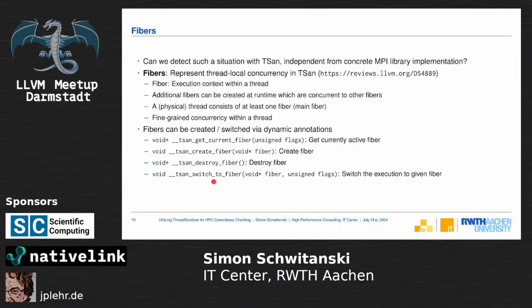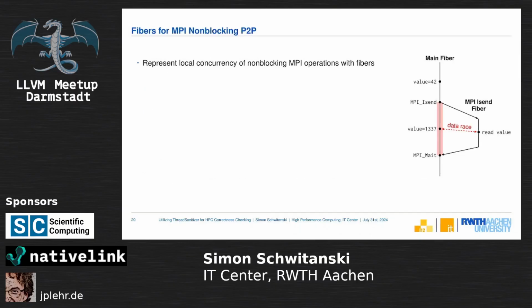And the question is, of course, now, if we have those dynamic annotations, how can we use them? And this is actually depicted here on the right. So we have our value equals 42. Then we have our MPI send. And we somehow have to now tell ThreadSanitizer, there is a read of this MPI send going on between the MPI send and the MPI wait. And in between, we have this value equals 1337, which leads to a data race.